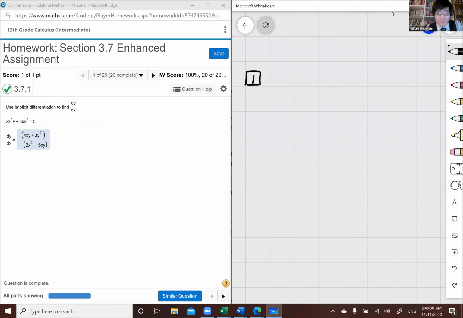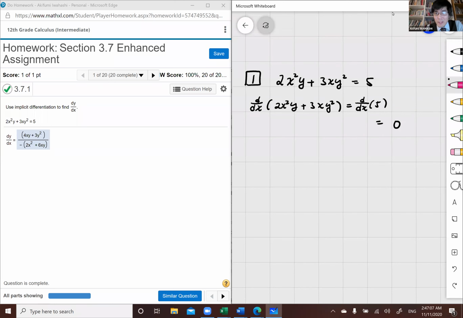So number one, find y dash of 2x squared y plus 3x y squared is equal to 5. So let's differentiate both sides of the expression first. You want to differentiate both sides with respect to x. Okay. Now the right side is easy. The derivative of 5 is equal to 0.